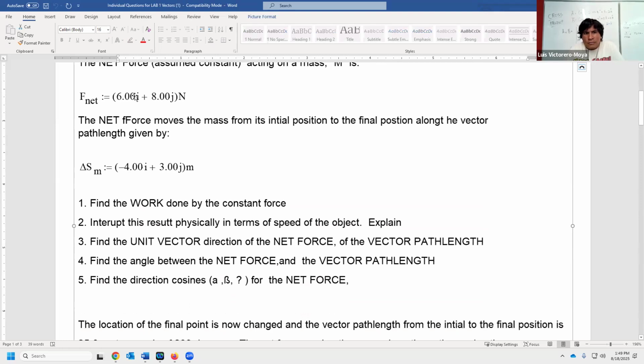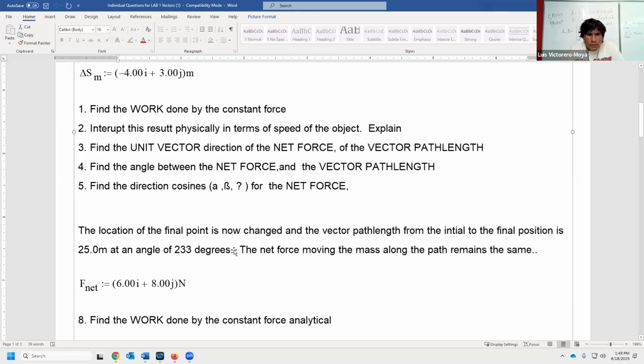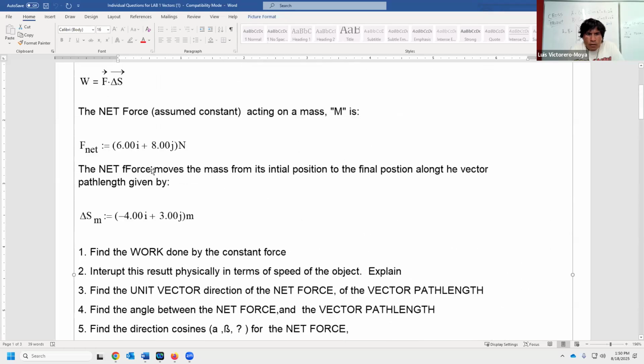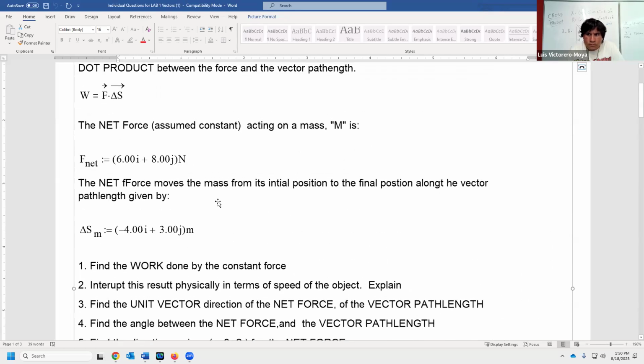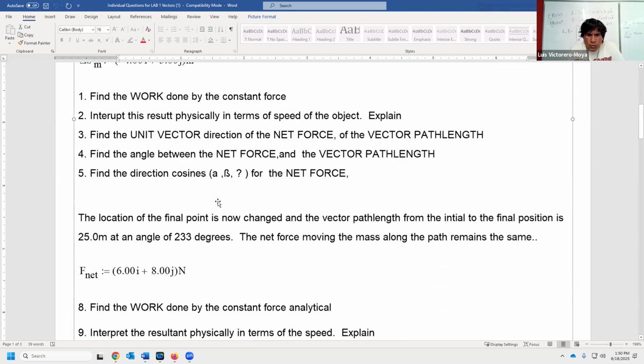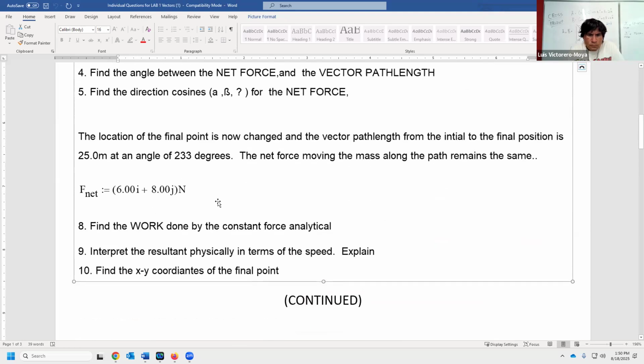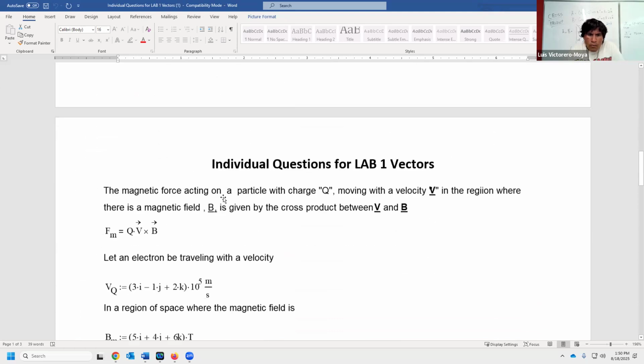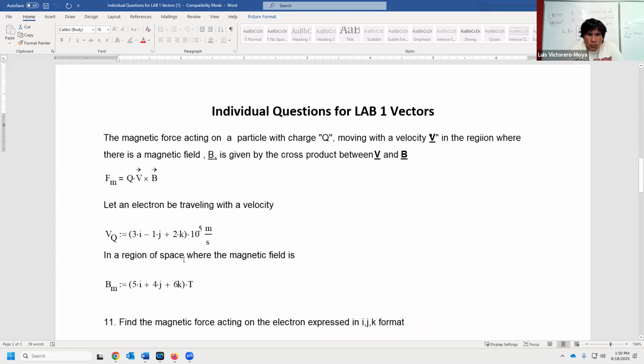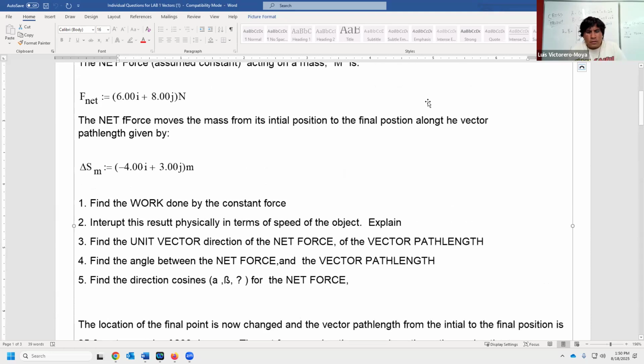So, the net force. Yeah, that's right. The angle between the force and the path, you have to use a dot product. And then the directions of the net force, that's the angle theta. So you can find the direction of a vector. If you don't know, I'm gonna show you right now. The same here, and then here you have cross product. So let's do an example here with the work.